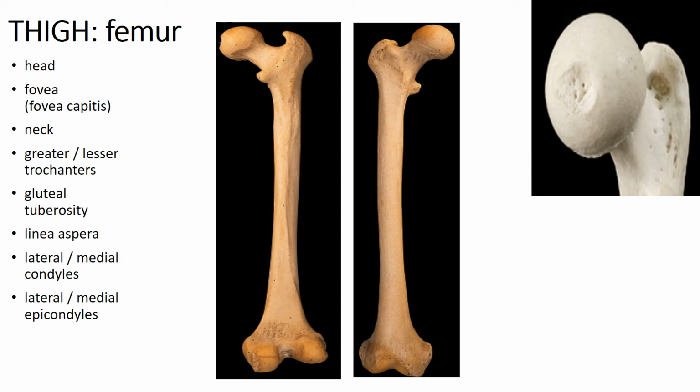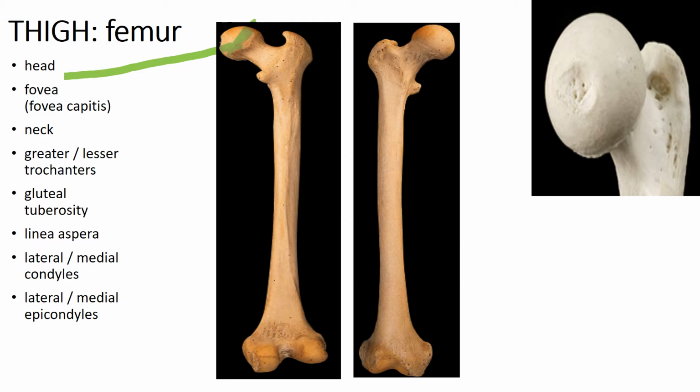The femur is the longest bone that we have in our body, and it's also the strongest and the heaviest. So going through the structures now. Here, what we have is the head of the femur, where it will articulate with the acetabulum of the os coxae.